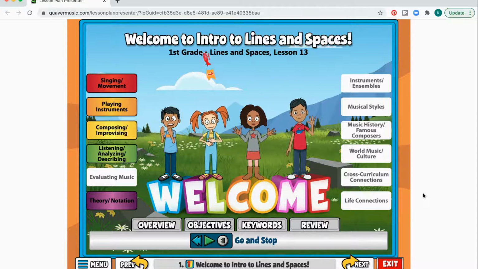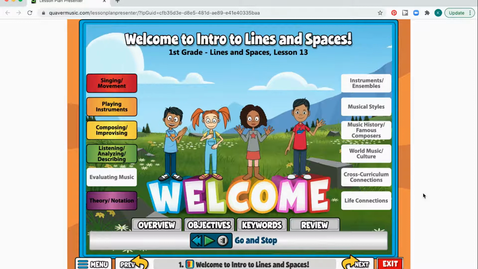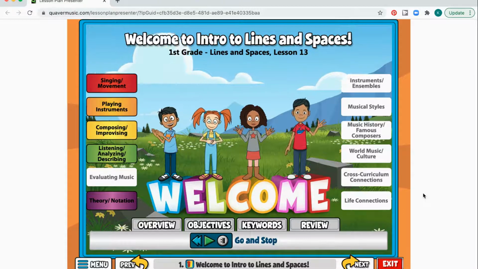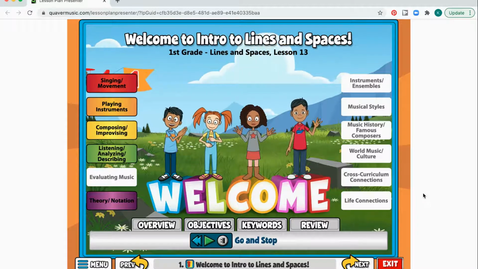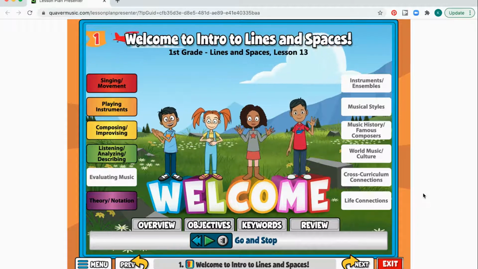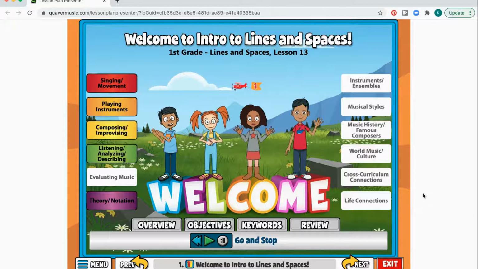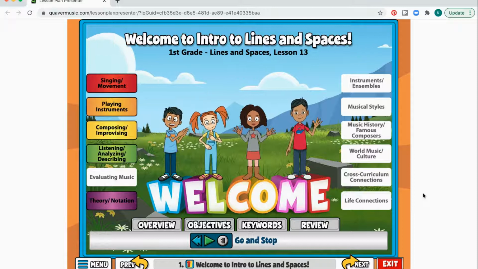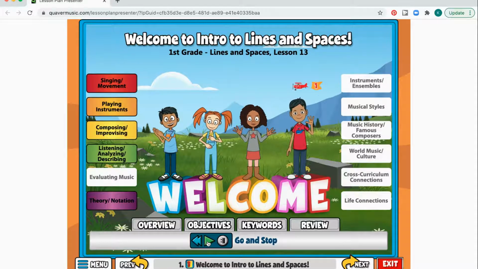So I am talking about sheet music. Now, sheet music is when you write down the sounds that you are making. And just like we can read the words we've written down, we can read the sounds we've written down. But first, we need to learn how to read them. And that is where the lines and spaces come into play. Let's go ahead and listen to Go and Stop while I click around the board.